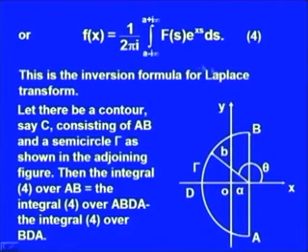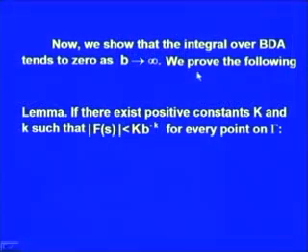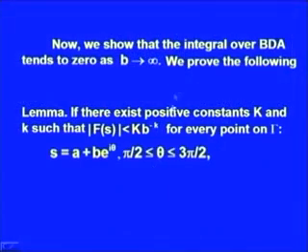Then the integral 4 along a b is equal to integral over a b d a minus integral over b d a. From that we subtract the integral over b d a in order to get the integral over a b. We show that the integral over b d a, that is the curved part, that is the semicircle, tends to 0 as b goes to infinity. The semicircle is of radius b and has center at a.